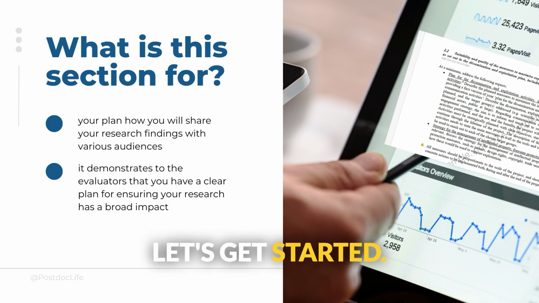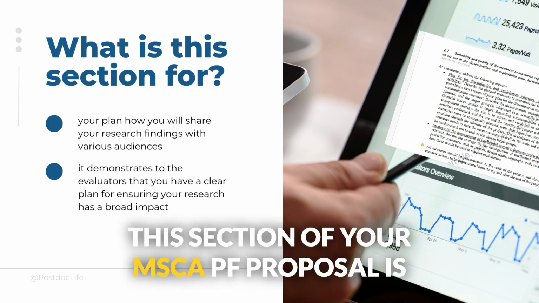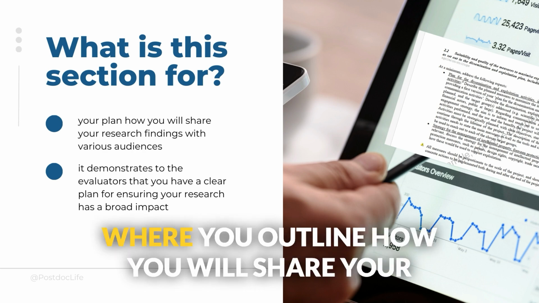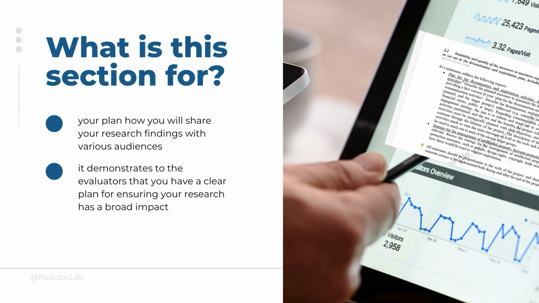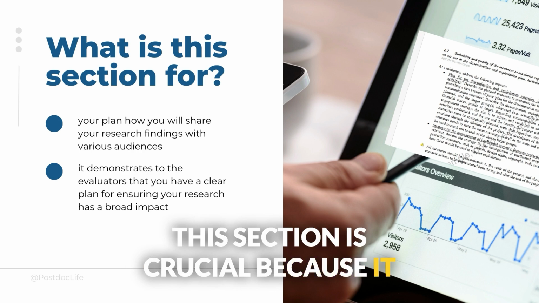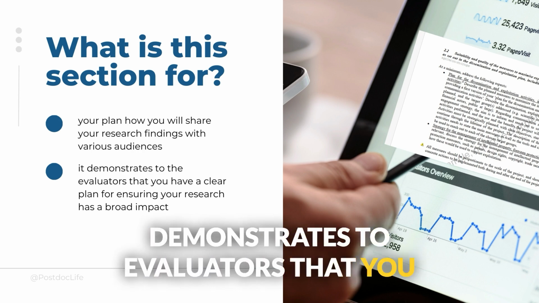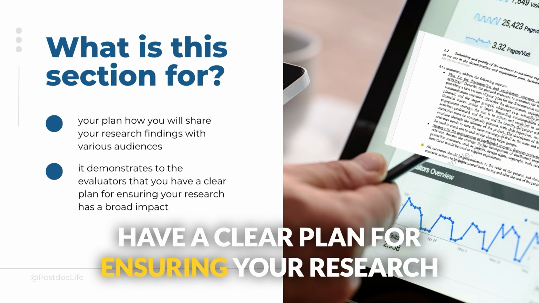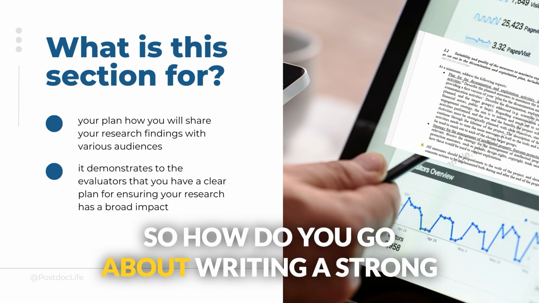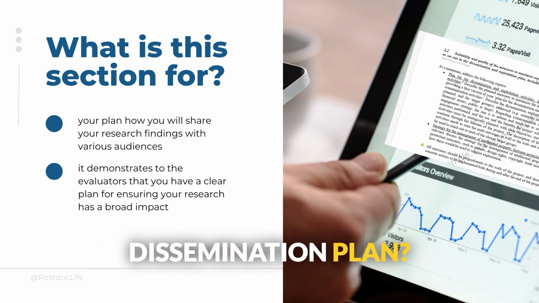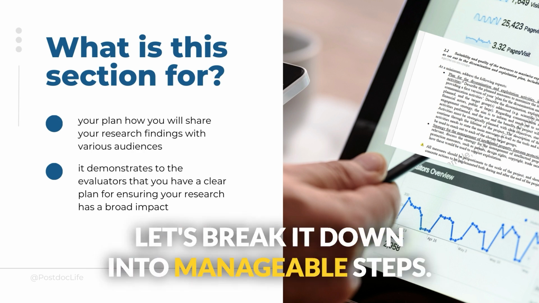Let's get started. This section of your MSCA PF proposal is where you outline how you will share your research findings with various audiences. This section is crucial because it demonstrates to evaluators that you have a clear plan for ensuring your research has a broad impact. So how do you go about writing a strong dissemination plan? Let's break it down into manageable steps.